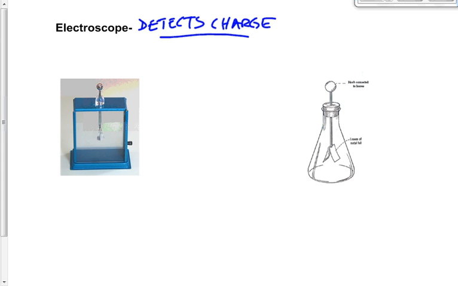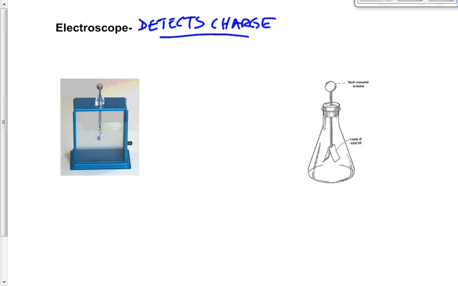The thing that you see on the board right now is called an electroscope. This is a device that detects charge. It doesn't tell you what kind of charge you have, and it doesn't tell you how much charge you have. It just detects the presence of charge. You either have charge there, positive, negative, certain amount, whatever, or you don't have charge.